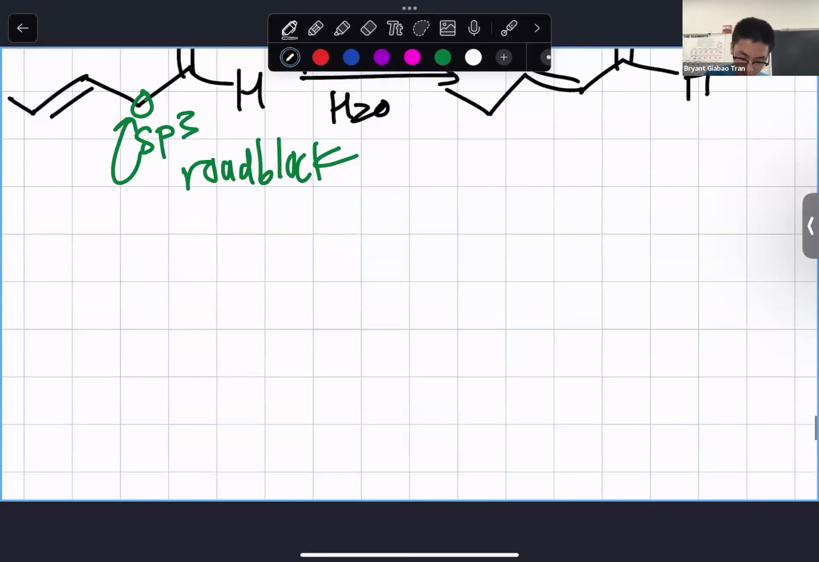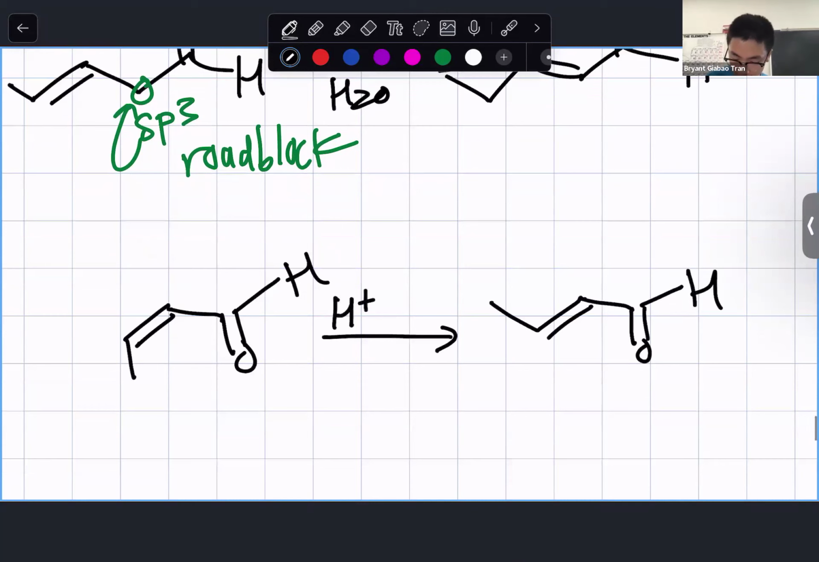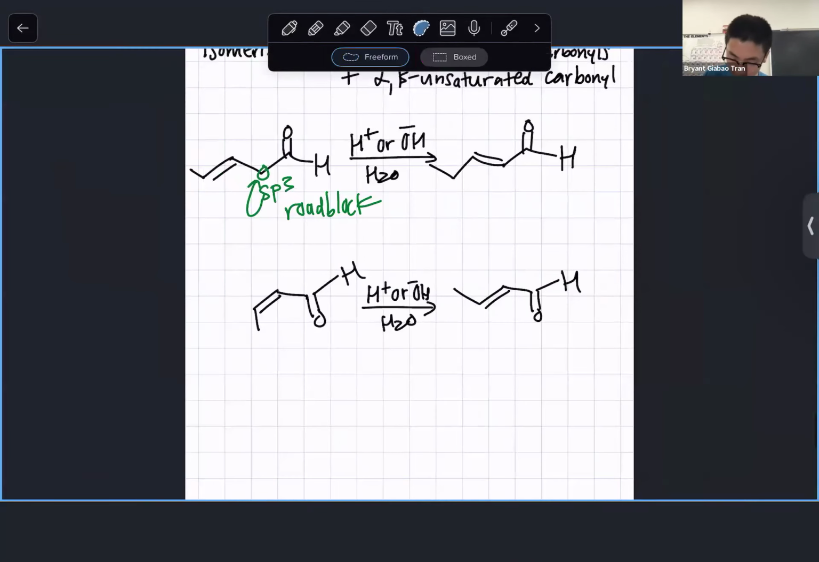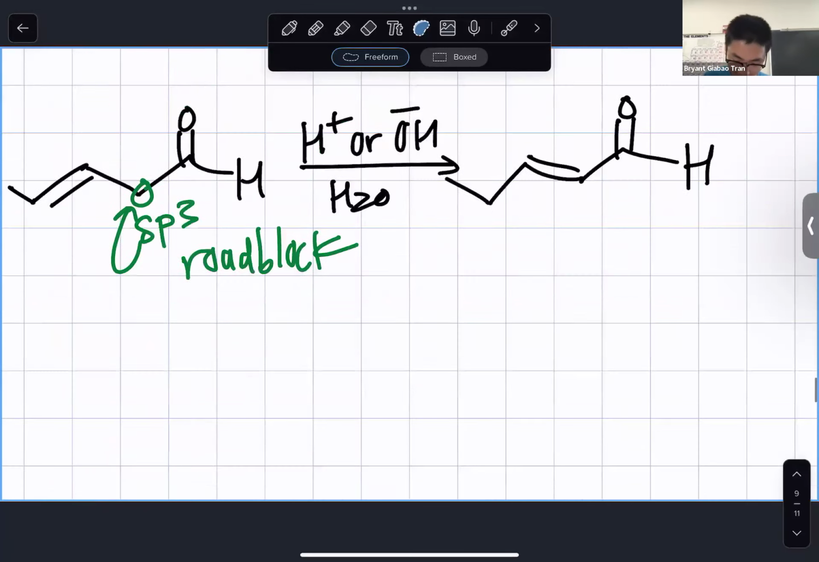Yeah, so if we have this alpha beta unsaturated carbonyl that is cis like this, we could isomerize that into a trans alpha beta unsaturated carbonyl using the same reagents, acid or base under water. Let's do the mechanism of both in acidic and basic conditions.